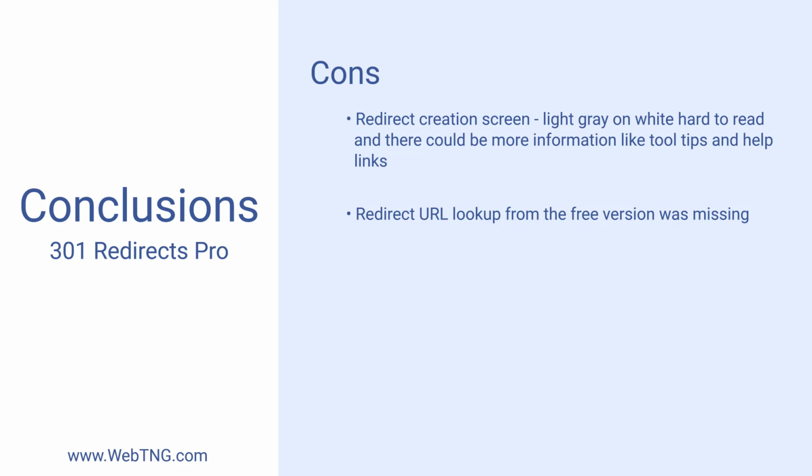Second, a nice feature of the free version was the URL lookup, which saves typing in the destination URL. For some reason, that hasn't been included yet in the Pro version. Third, the cloaking type of redirect is interesting, but I haven't seen that used much, where the site URL stays the same, but the content of the page is the redirected content. That could be useful, but I'm not sure how to use that.